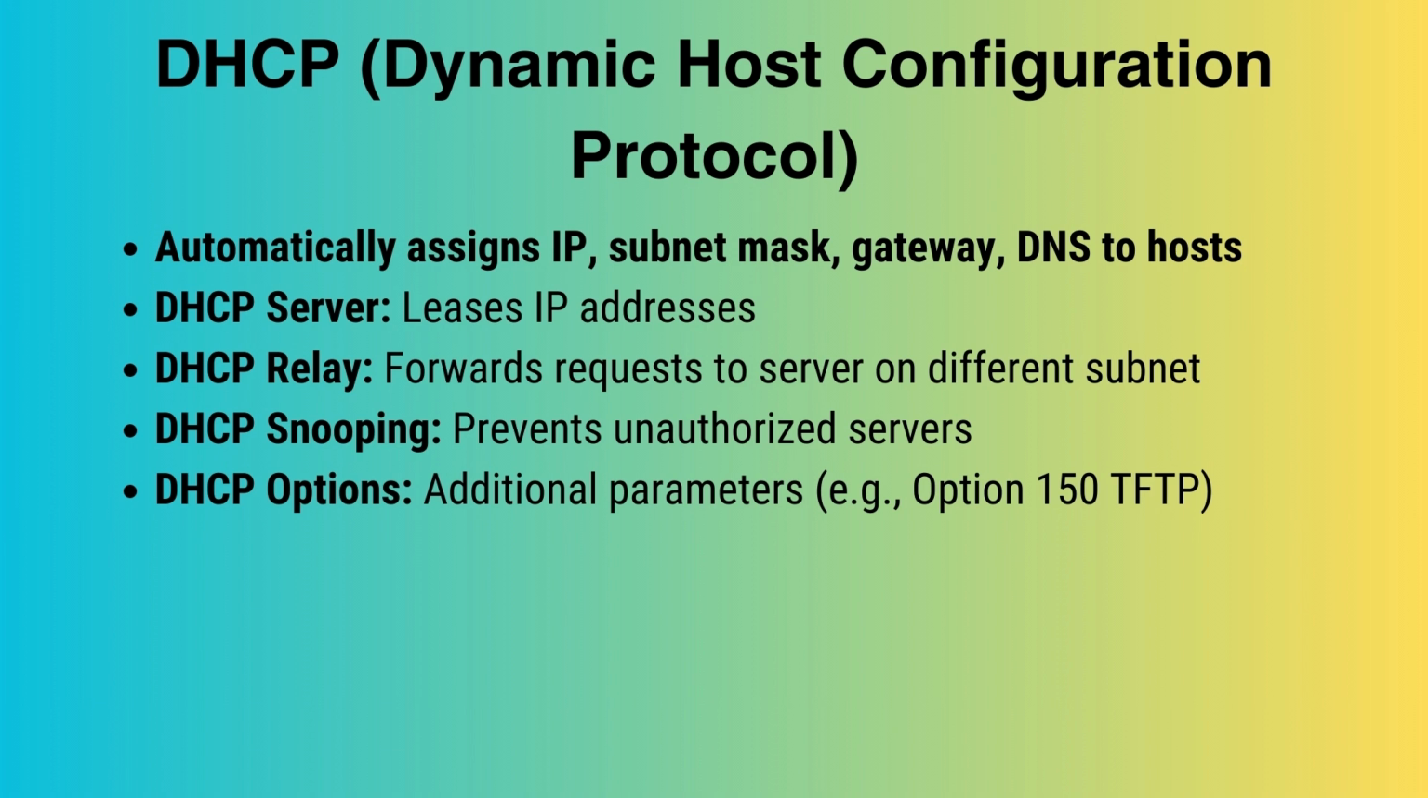DHCP automates the assignment of IP addresses, subnet masks, gateways, and DNS information to network hosts, simplifying network administration. A DHCP server leases IP addresses to clients, while a DHCP relay forwards requests to servers on different subnets. DHCP snooping prevents unauthorized servers from assigning IP addresses, enhancing security. DHCP options provide additional configuration parameters, such as option 150 for specifying TFTP servers.